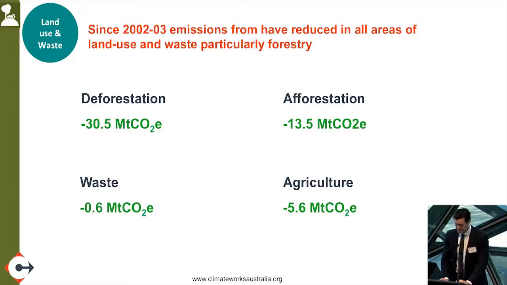Now, all categories investigated in this report contributed to these recent improvements. The largest contribution to these emissions reductions came from a reduction in deforestation, which decreased 45%, delivering emissions reductions of over 30 megatons of carbon dioxide equivalent. Sequestration from new forestry also increased significantly from the plantation of new forest, delivering a further net emissions reduction of 13.5 megatons of carbon dioxide equivalent. And emissions from waste and agriculture also decreased over this time.